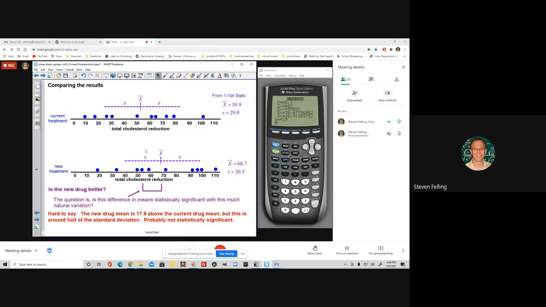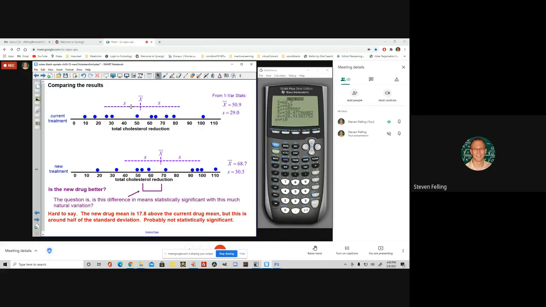So the real question is, this difference in means right here, is that statistically significant? And it's hard to say that it is when there's so much variation. This difference in means is less than, it's like a half of the standard deviation. So it seems like it's very statistically significant. And we're going to find out, in fact, that it would not be statistically significant. That's well within the normal variation you would expect just from patient to patient. And that's because there's so much variation in the results from the patients.